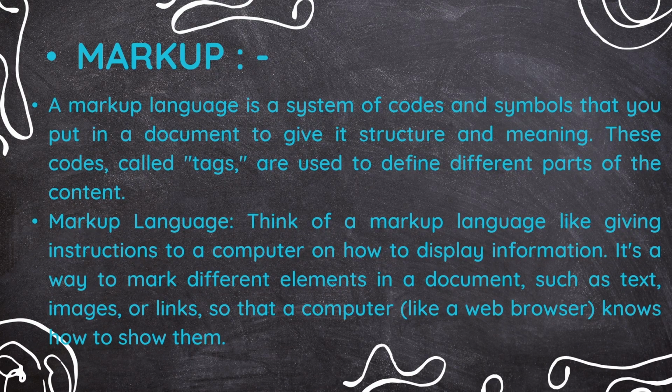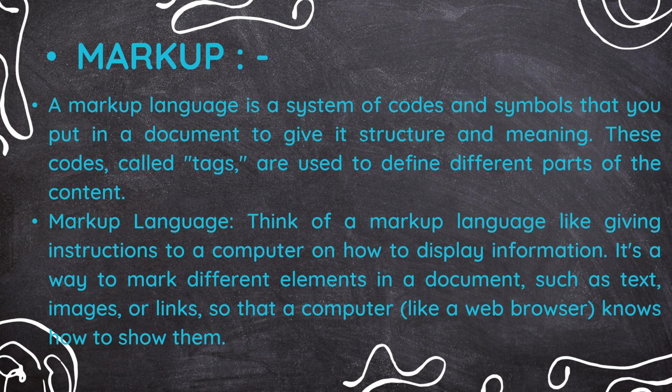Analogy to giving instructions to a computer: markup language is likened to giving instructions to a computer on how to display information. It serves as a method to mark various elements in a document, such as text, images, or links. Role of markup language: it plays a crucial role in instructing computers, especially web browsers, on how to interpret and display the content. By using tags, different elements within the document are identified and formatted appropriately for presentation. Example elements in a document: text, images, and links are specifically mentioned as examples of elements within a document that can be marked using a markup language.